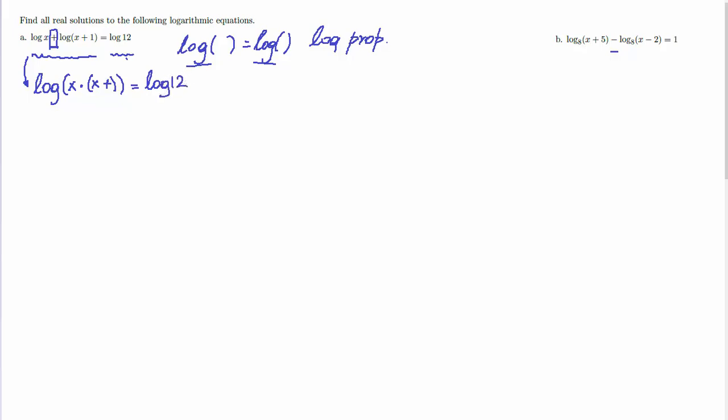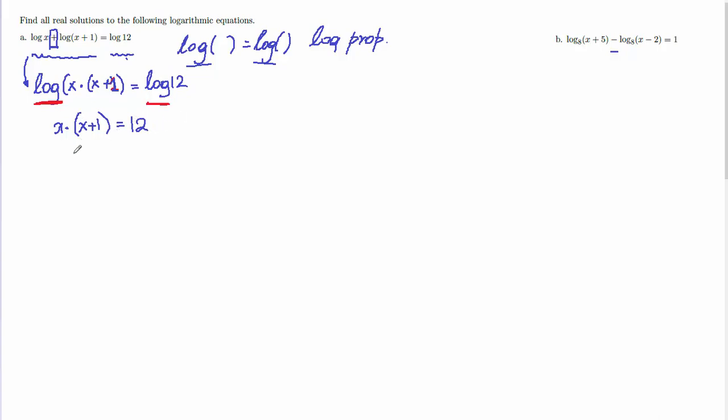Now, by applying the product property, I have a single log on the left side and a single log on the right side. You can see that there are no bases here, so you can assume that this is the number 10. For the moment, we don't care about that. How do we solve this problem now? Well, if two logarithms are equal, then the arguments of those logarithms will be equal. So x times x plus 1 is equal to 12. So immediately I can drop the logs. That's the beauty of applying the properties.